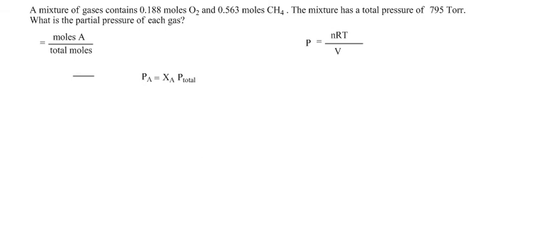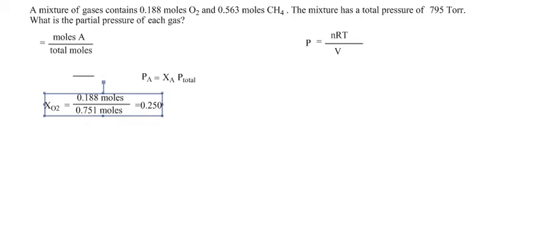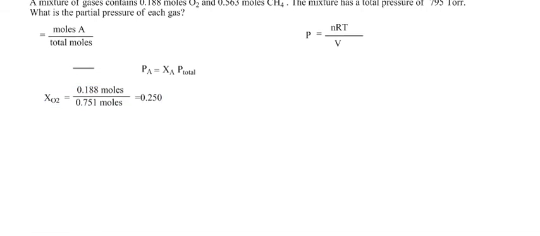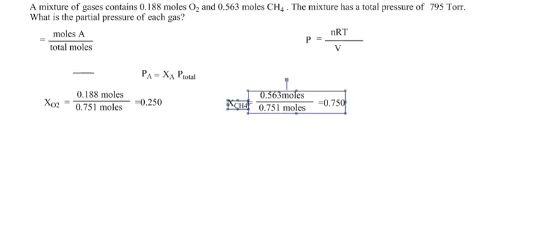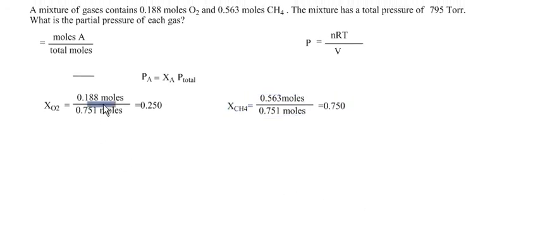So when we go and do this calculation, the first thing we need to do is find the mole fraction of each of our two gases. For oxygen, it's going to be the 0.188 moles of oxygen over the total moles, which is 0.751 moles. We could do the same calculation for methane, 0.563 over 0.751 moles. Or we could recognize that if oxygen has a mole fraction of 0.25, the two have to add up to 1, so methane has to be 0.75.